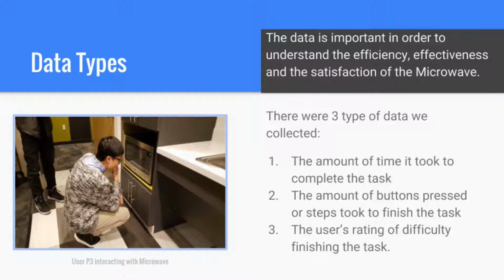Data types. The data is important in order to understand the efficiency, effectiveness, and the satisfaction of the microwave. There were 3 types of data we collected. 1. The amount of time it took to complete the task. 2. The amount of buttons pressed or steps taken to finish the task. 3. The user's rating of difficulty finishing the task.